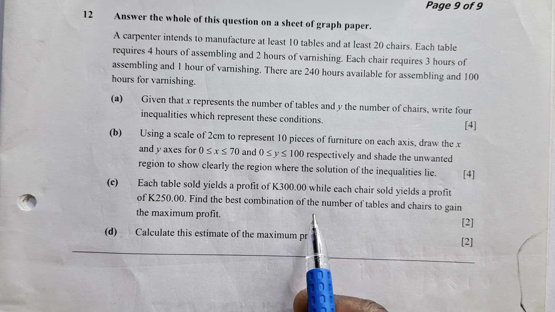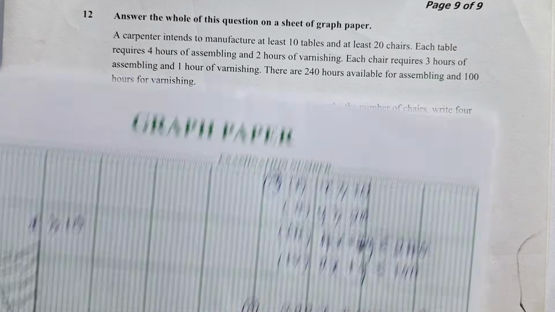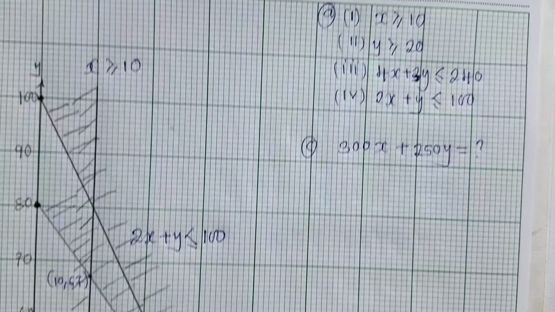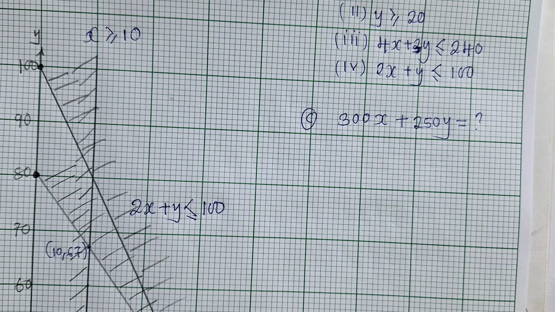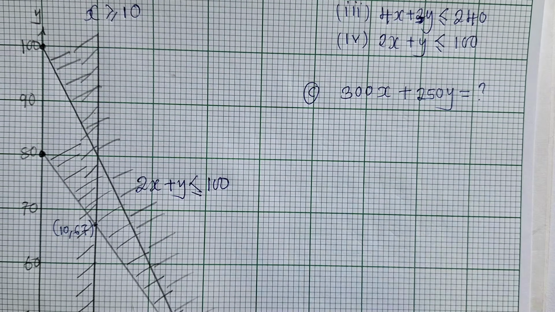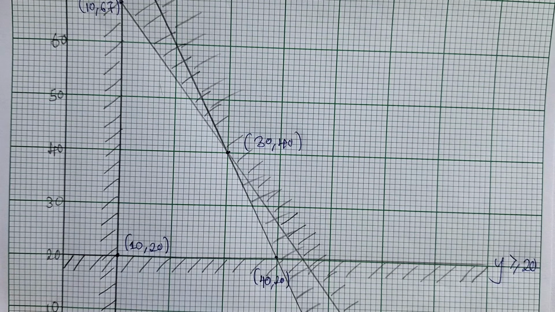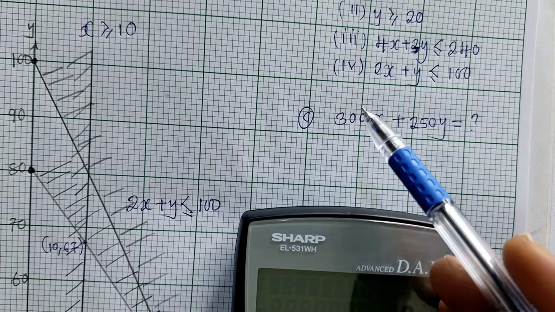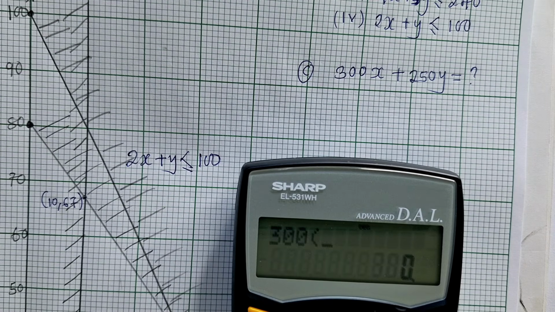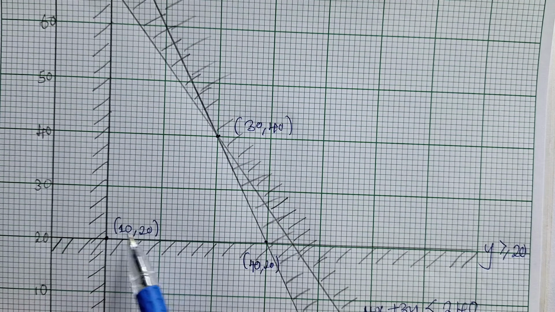Find the best combination of the number of tables and chairs to gain the maximum profit. So this is what we call the objective function. Now, without wasting your time, this is what you're going to do. You start punching on your calculator. I can start with these coordinates. I know here it's 300, so I'll write 300, open bracket. For X, I'll start with this set of coordinates. This is my X, this is my Y.